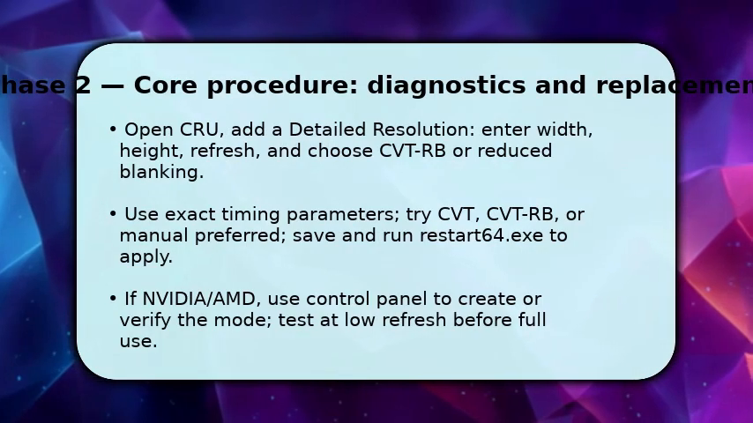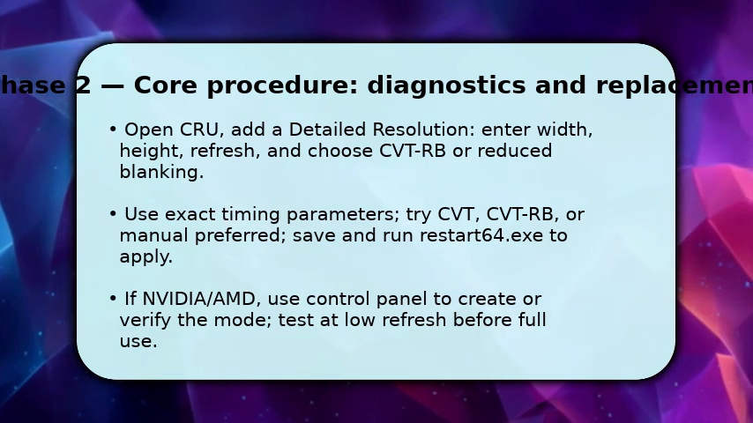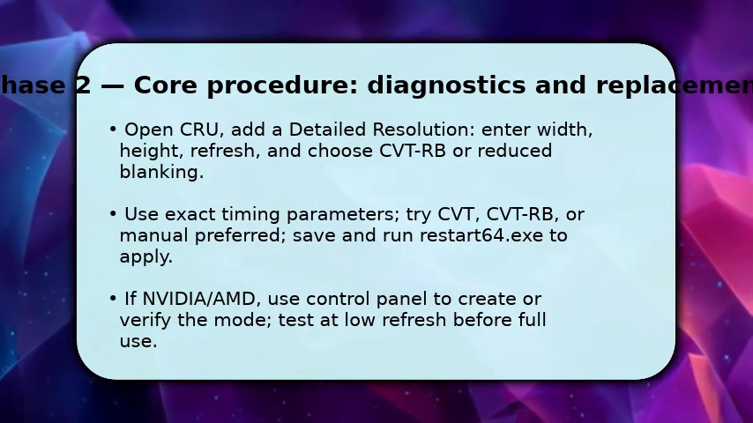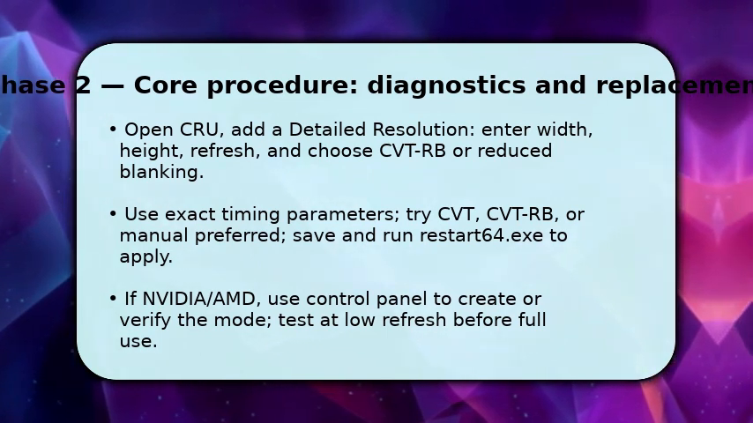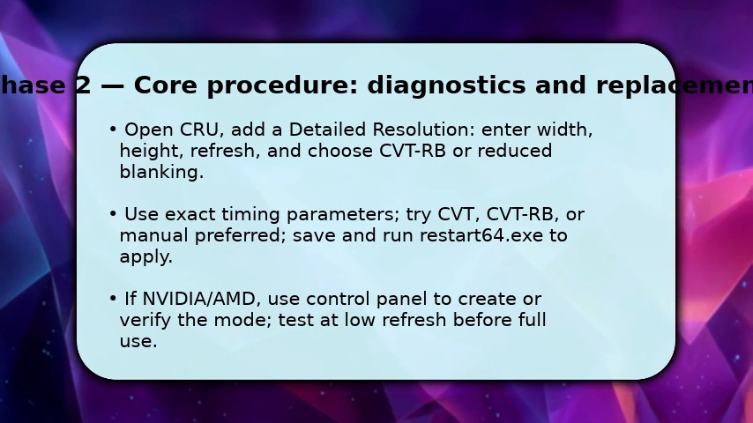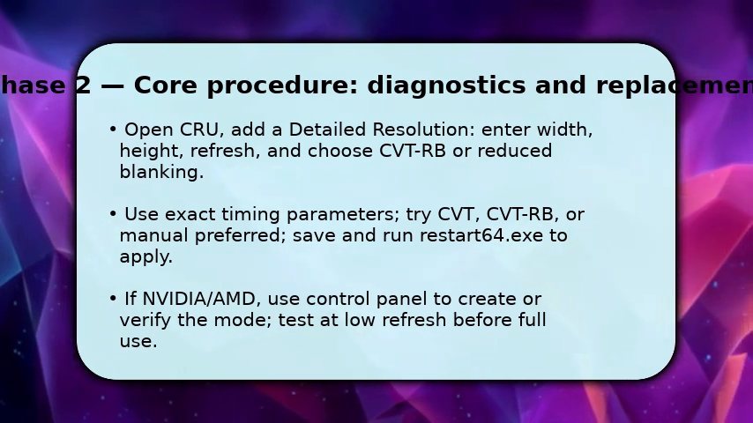You now build the custom mode. Open CRU and add a detailed resolution. Enter pixel width, height, and the target refresh rate. Select CVT reduced blanking for high bandwidth efficiency or manual timing if you need precision.